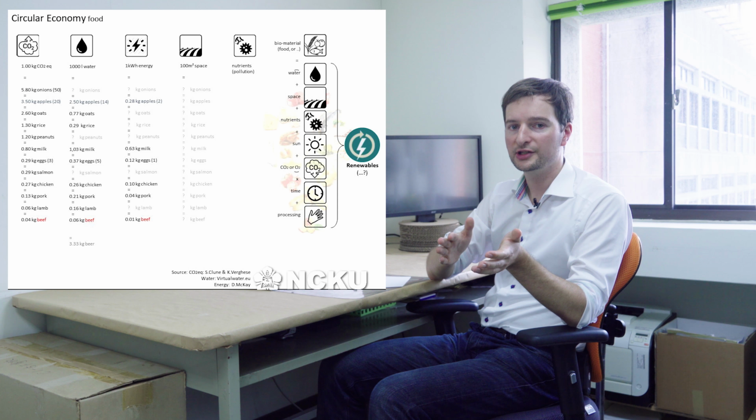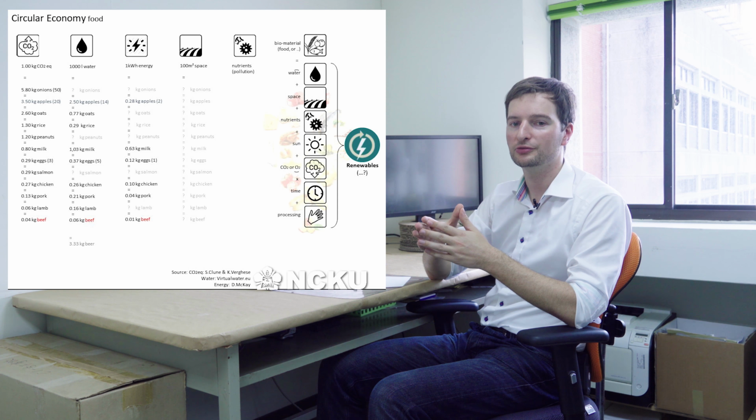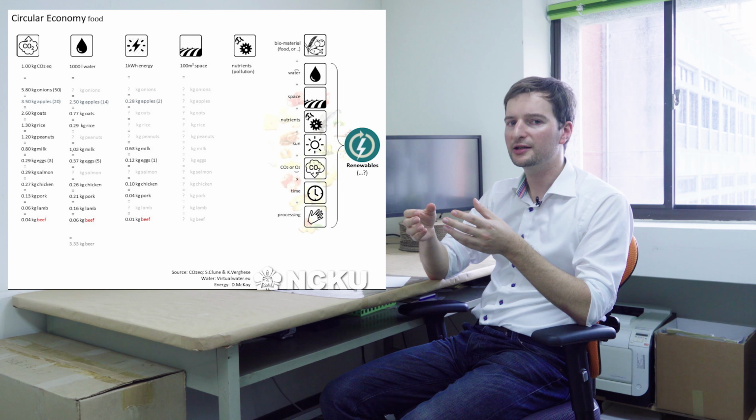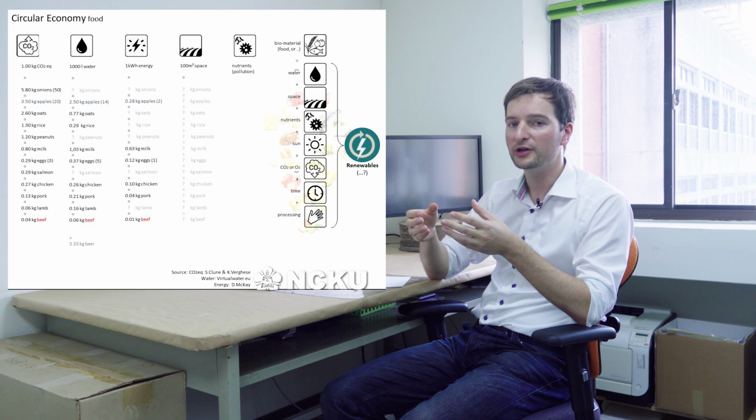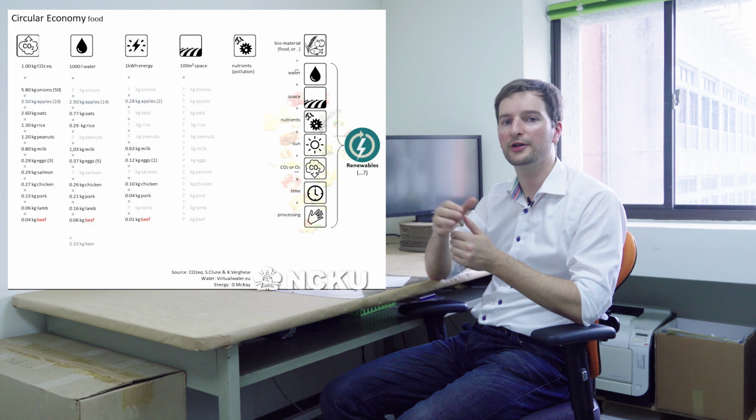You can also imagine that the space needed for an apple to grow is much, much smaller than the space needed for a cow to walk around. How to imagine that? Because it's not actually the space the cow needs to walk around, it's also the space the cow needs to grow its food. We grow food for the cow, and that needs to be transported and brought there.